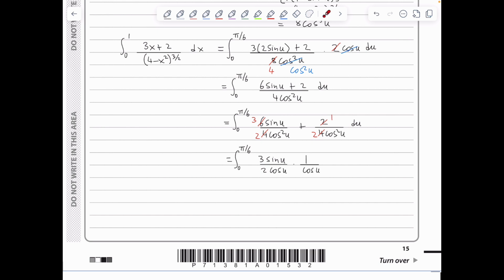So what I did is that I have split the cos squared u term as cos u times cos u. And then the second term here, the 1 over 2 cos squared u, is obviously 1 over 2 sec squared u du. So all in all, we're looking at the integral from 0 up to pi over 6 of 3 over 2, and we've got tan u sec u plus a half sec squared u du as required.